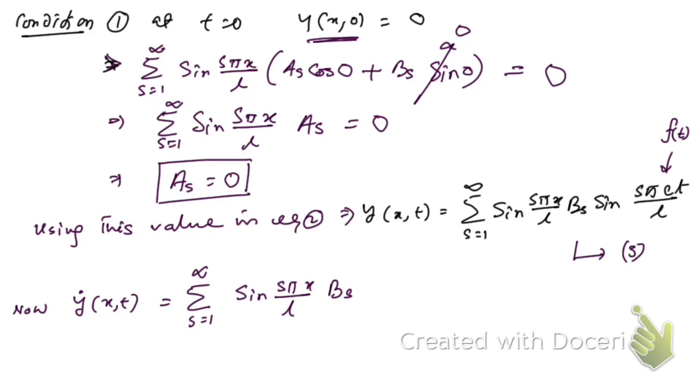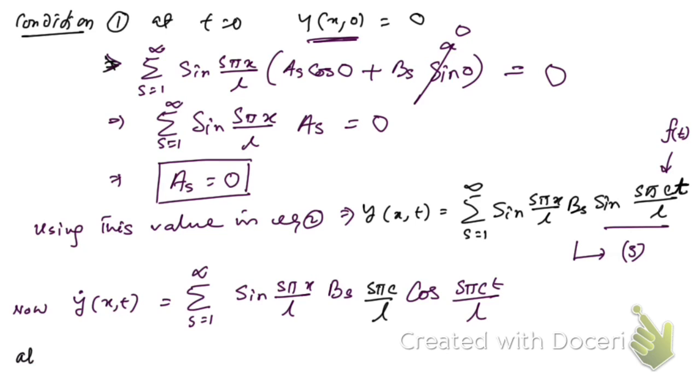Then bs, and if you differentiate this, then you're going to have cos of s pi ct by l. Again, this part here you see is t, okay? So this part will be taken as constant, so that's why we're going to get bs into s pi c by l here. Then here we're going to get this, right? Hope you have understood this.